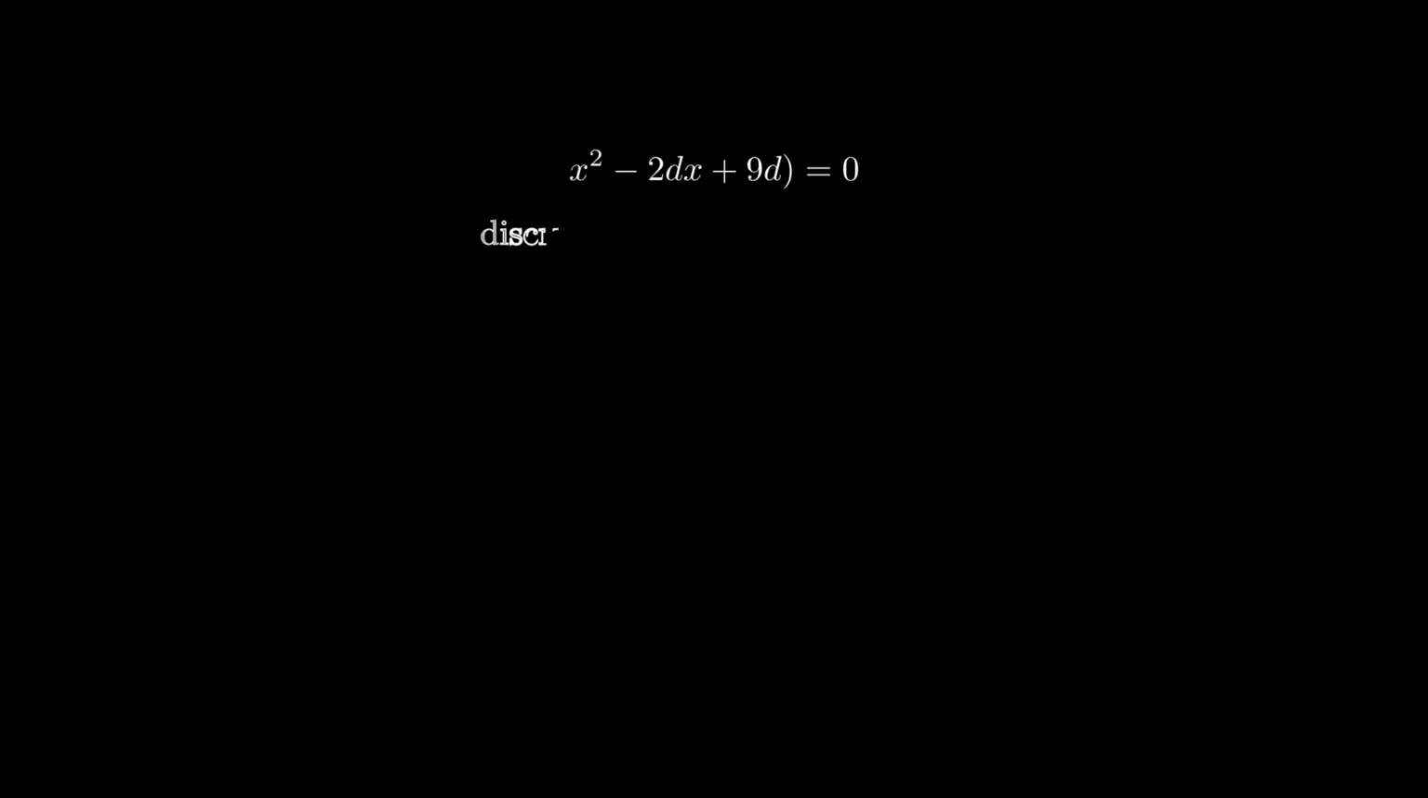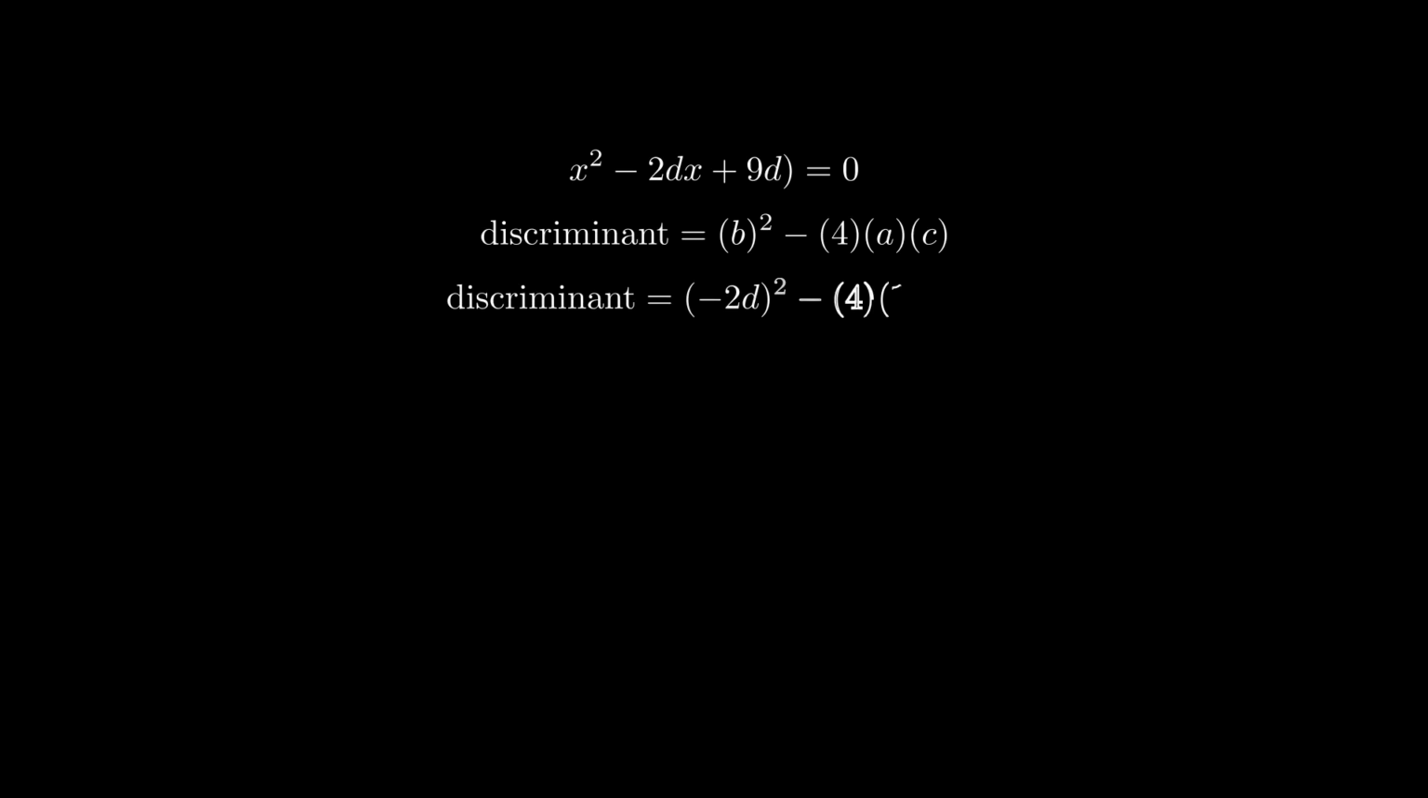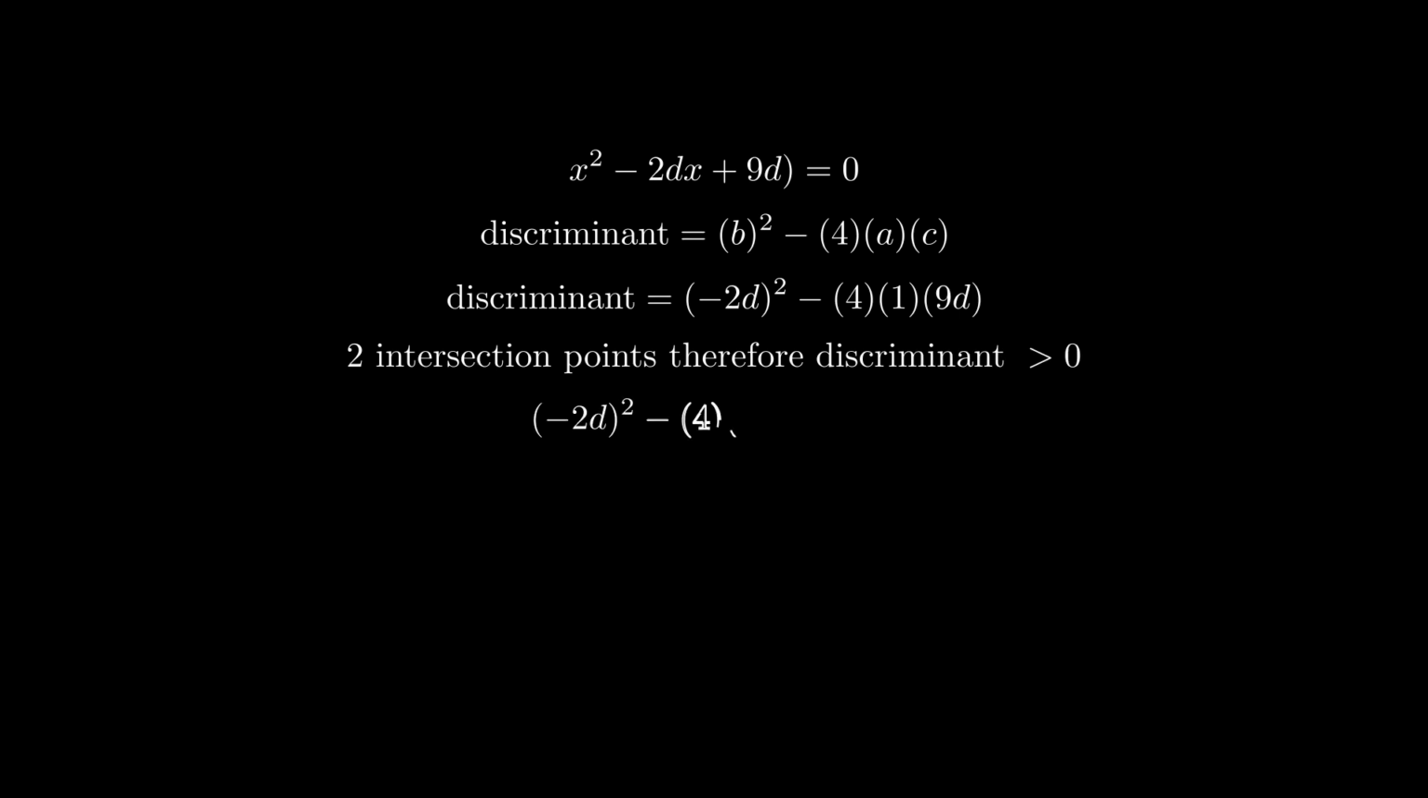The discriminant of a quadratic function is b squared minus 4ac. In our case, the discriminant then is minus 2d all squared minus 4 times 1 times 9d. We have 2 intersection points, so we know that our discriminant is going to be greater than 0. So we can set our discriminant greater than 0, and we multiply it out.